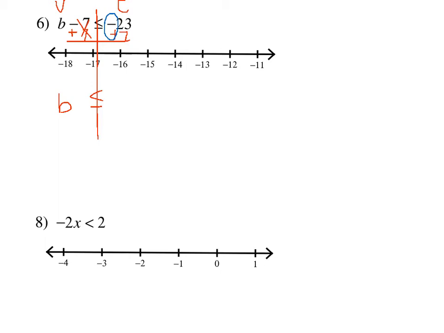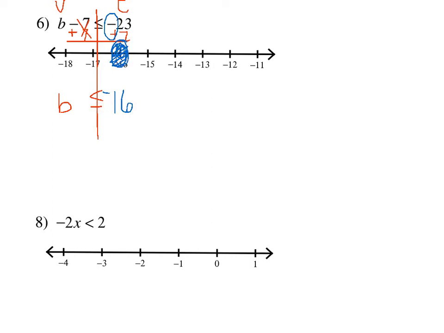So 23 minus 7 gives us 16, and the 16 will be negative. So I want the b's that are less than or equal to negative 16. So what kind of circle will it be? Solid circle, because it has this line underneath. So a line underneath, solid circle, okay?